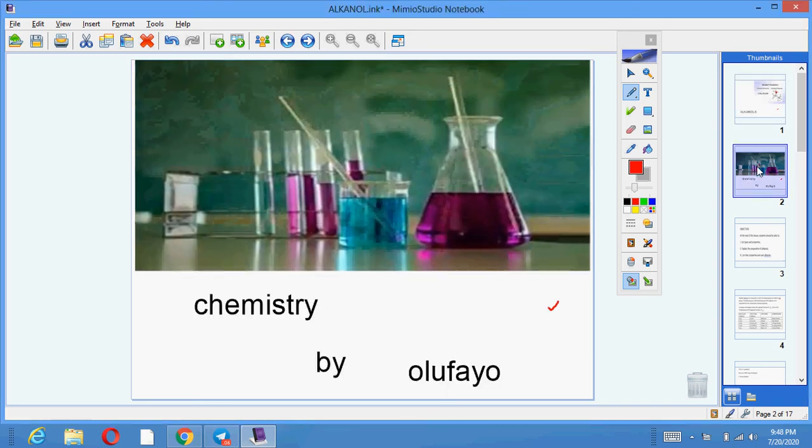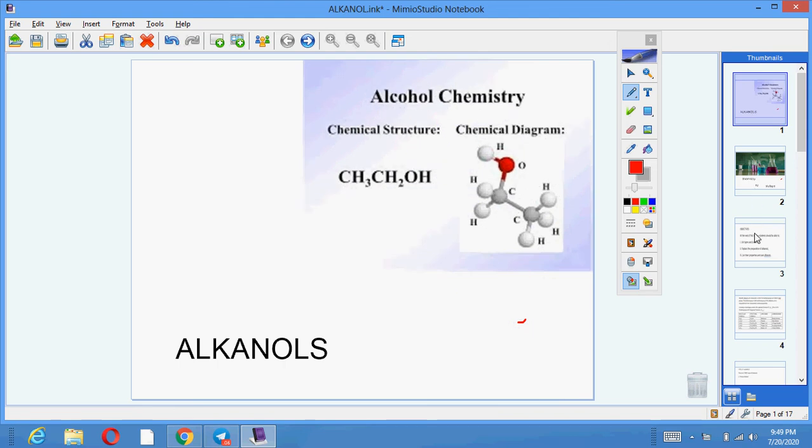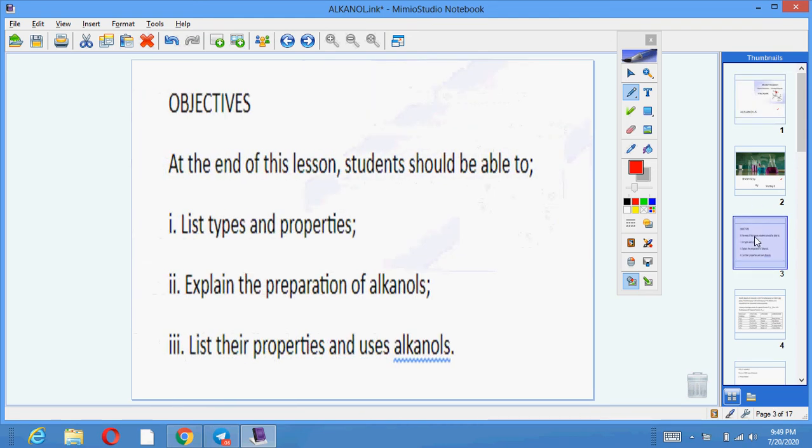This is chemistry and we're looking at alkanols. At the end of this lesson, students will be able to: one, list types and properties of alkanols; two, explain preparation of alkanols; three, list the properties and uses of alkanols.